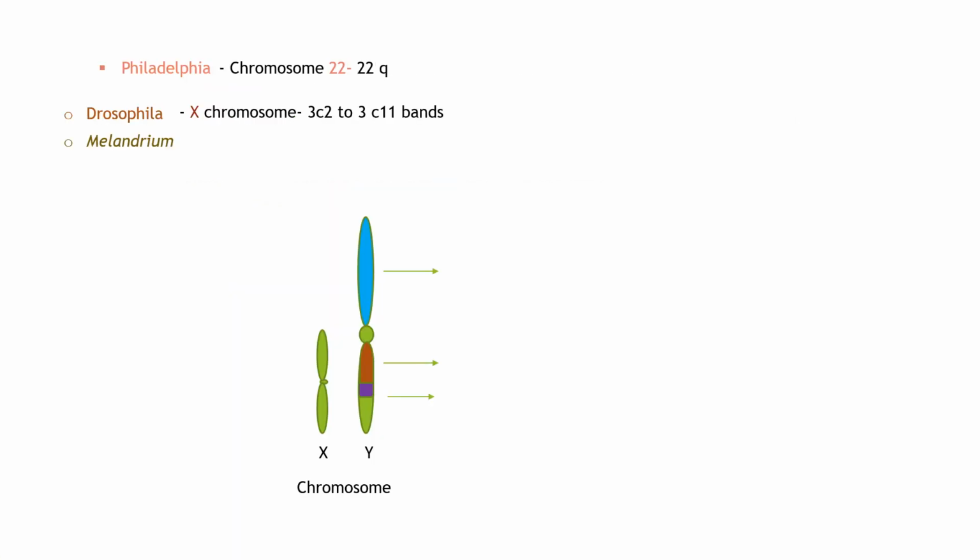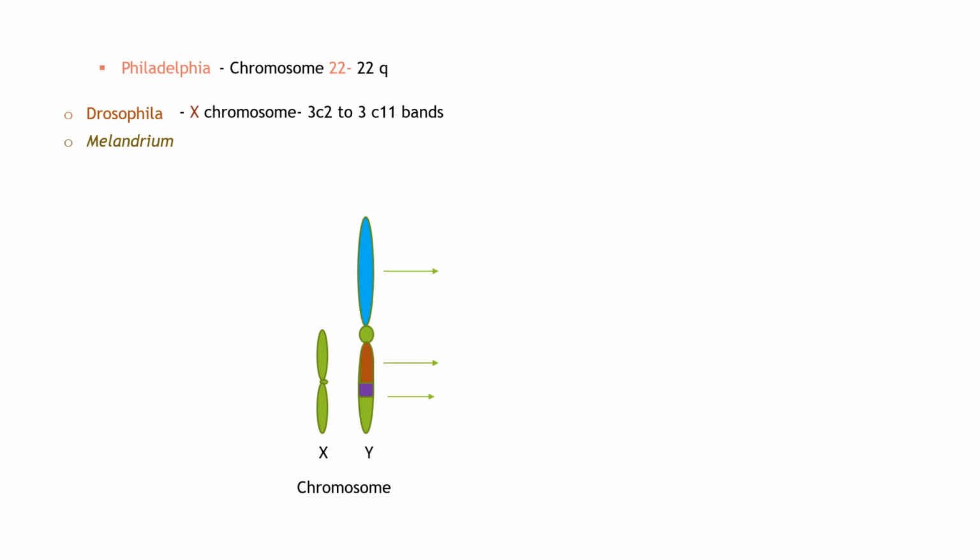Philadelphia is a disease which also occurs due to the deletion of chromosome number 22. The long arm of chromosome number 22 shows deletion, and due to that there is the occurrence of leukemia in the patients. Drosophila also shows deletion. In the X chromosome of Drosophila, the bands 3C2 to 3C11 get deleted, and due to that there is a formation of notch in the wings of Drosophila.